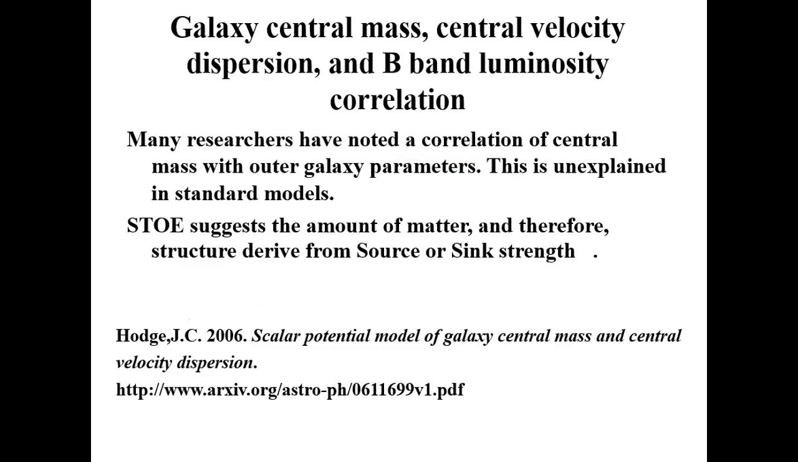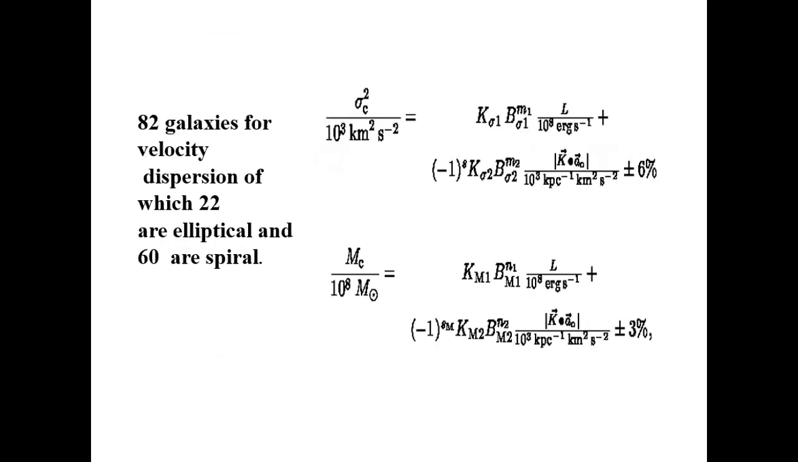Okay, so here's the issue of the inner rotation curve dropping down to zero in a purely Keplerian fashion. The galaxy's central mass and central velocity dispersion are the two measures, and B-band luminosity correlation in the outer galaxy. Many researchers have noted this correlation, but it is generally unexplained in the standard model. The STOE suggests the amount of matter and therefore structure is derived from Sorth and Sink strength and not from the direct attraction of the central mass. And here's the central velocity dispersion, and we got a nice relationship going here. This is the central mass.